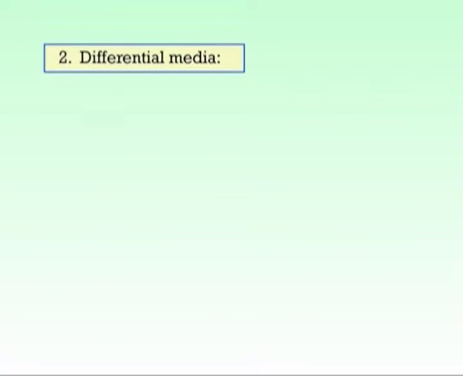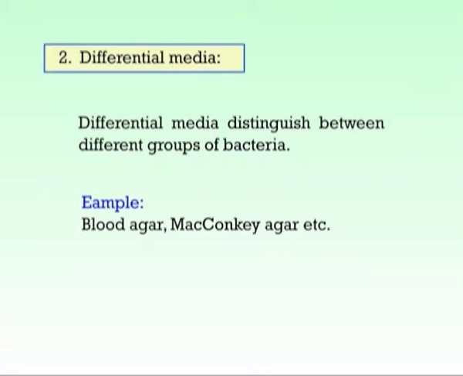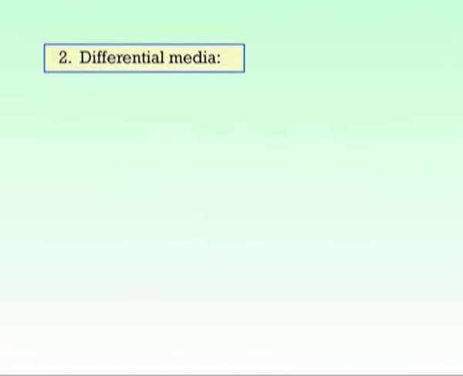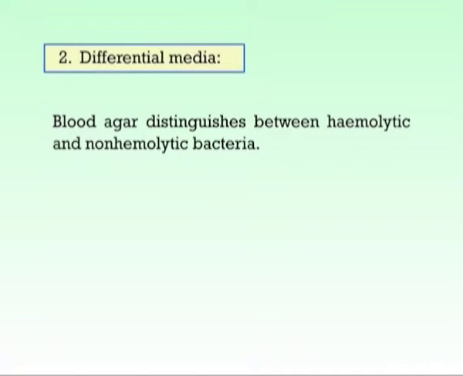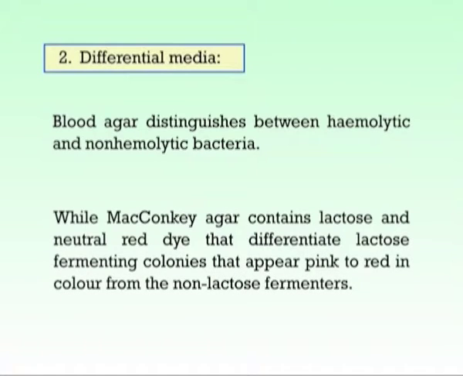Then the differential media. This differential media distinguishes between different groups of bacteria. For example, blood agar, MacConkey agar, etc. Blood agar distinguishes between hemolytic and non-hemolytic bacteria, while MacConkey agar contains lactose and neutral red dye that differentiate the lactose fermenting colonies that appear pink to red in color from the non-lactose fermenters.